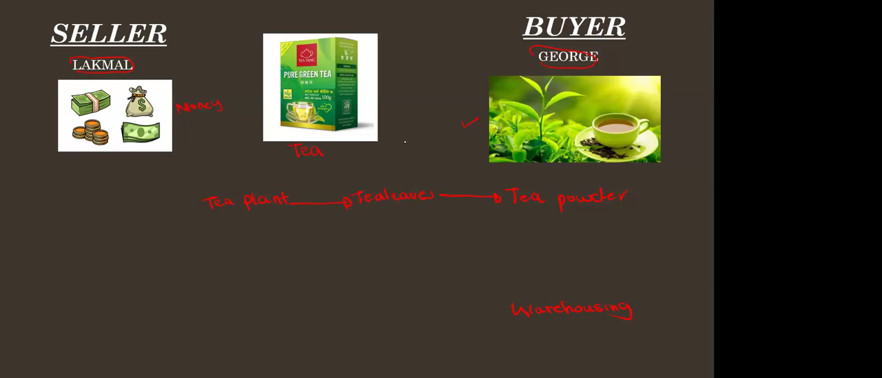From the tea plant we collect the tea leaves, and those tea leaves we convert into tea powder. Remember, this process is there. Collecting from the tea plant is called primary. Primary is where they collect these raw materials. So collecting raw materials is called primary. Then converting these tea leaves into tea powder.